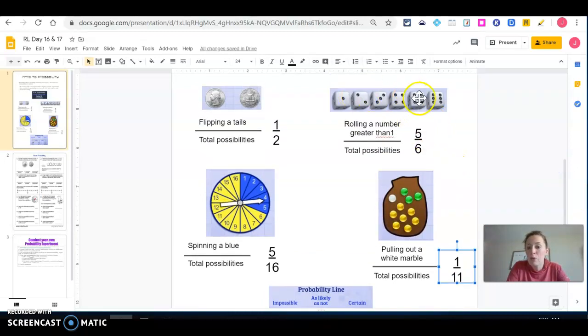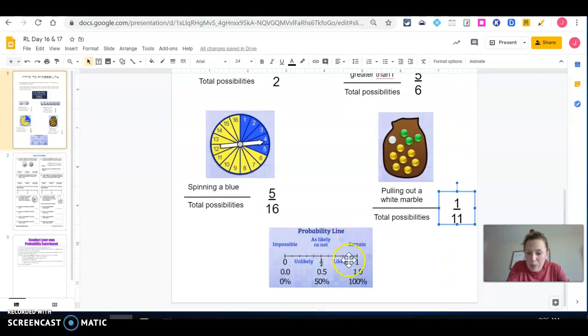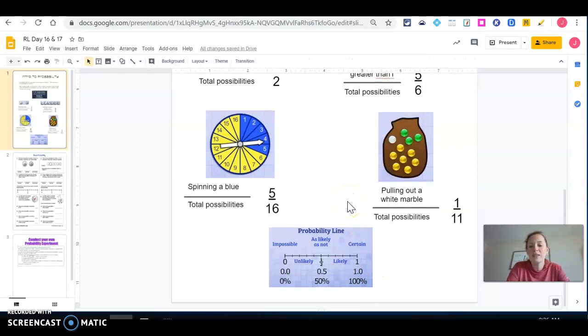This one, remember, rolling a number that was greater, that was 83%. So 83% would probably fall somewhere over here, and we're saying that's pretty likely that that event is going to happen. Now, one of the things that you need to know is with probability, the more trials you do or the more times you try it, the more likely it is to get that probability.